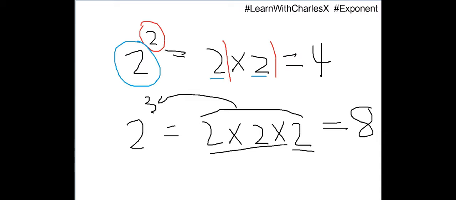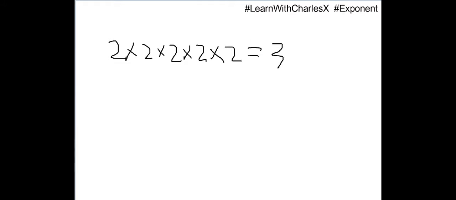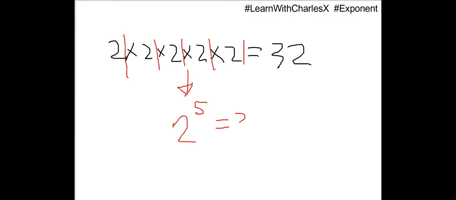Another way of presenting the number. 2 times 2 times 2 times 2 times 2 is equal to 32. And that's the same as 2, then count the base. 1, 2, 3, 4, 5. That's raised to the power of 5, which is equal to 32.